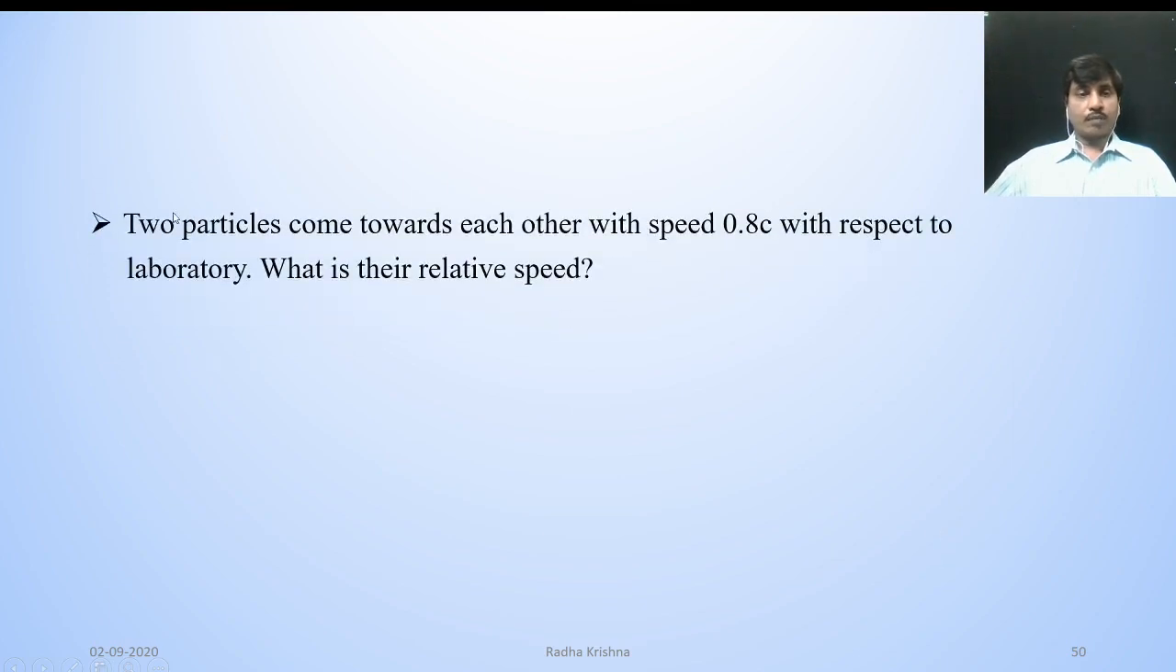The next problem. Two particles come towards each other with the speed 0.8c with respect to the laboratory. What is their relative speed? This can be calculated according to addition of velocities. Given that u dash is equal to v is equal to 0.8c. What is the value of u?